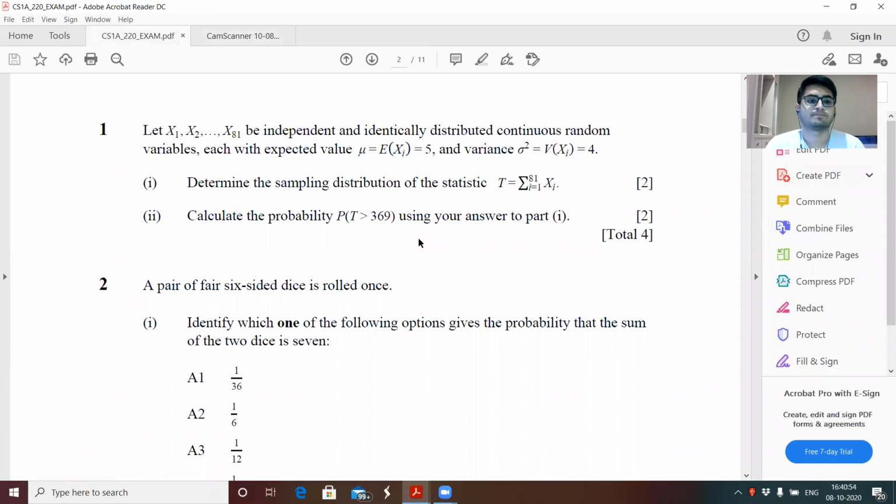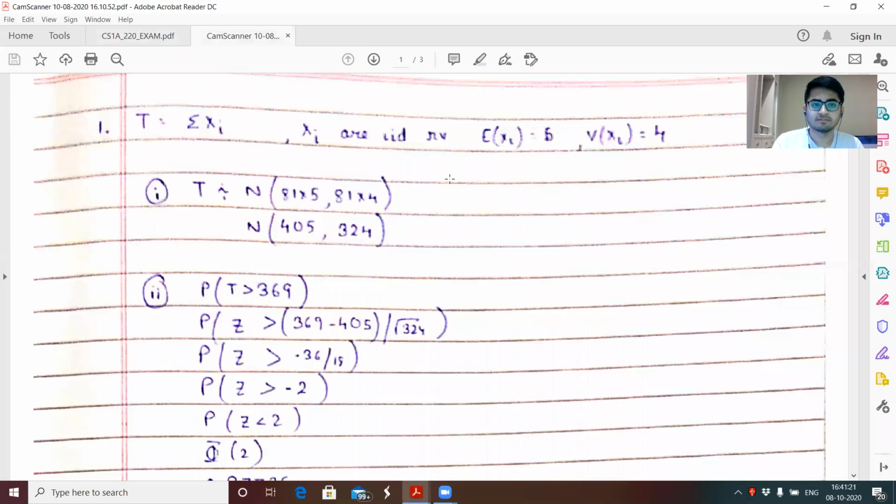So the first question, again a very direct one. We have been given X1, X2, up to X81 to be IID continuous random variables, each of them having a mean of 5 and a variance of 4. The first part asked us to determine the sampling distribution of the statistic T, where T is nothing but the summation of Xi. This is a direct result of CLT. T approximately follows Normal(81 into 5, 81 into 4). So the mean comes out to be 405 and the variance comes out to be 324.